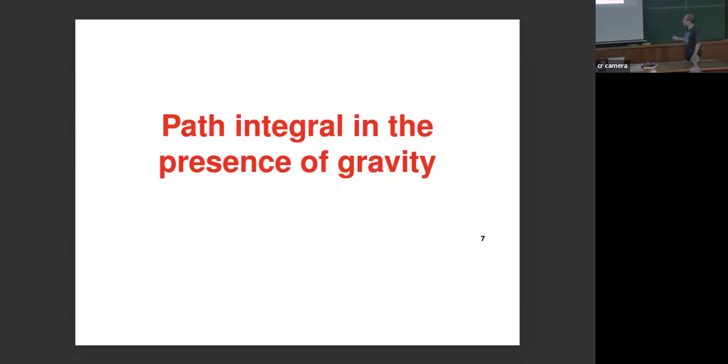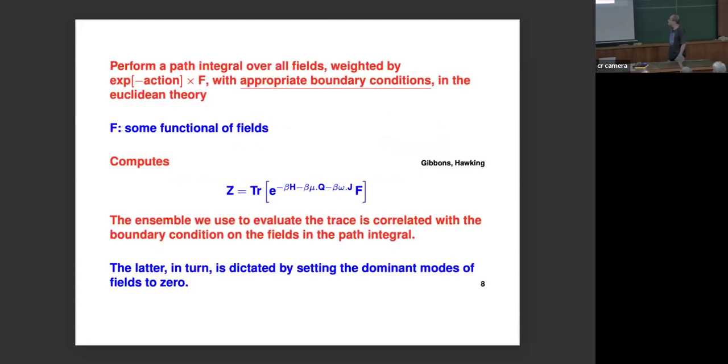Okay. So we will now discuss some aspects of the path integral in the presence of gravity, because this is what we need to compute these log corrections. Here there are two sides of the story. The gravitational side will be to perform a path integral over all fields, weighted as usual by exponential minus action times some functional of fields.